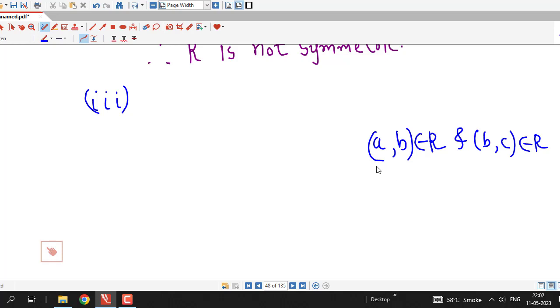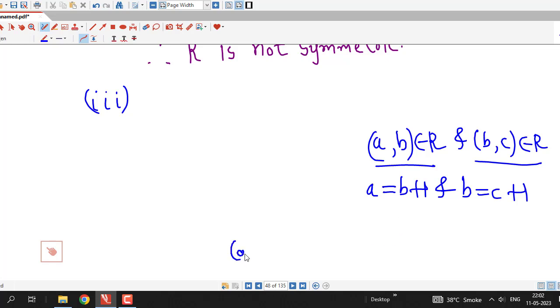But first we try by taking arbitrary pairs. Suppose (a, b) belongs to R and (b, c) belongs to R, then this implies a = b + 1 and b = c + 1. Now we want to prove that (a, c) belongs to R. That is, we have to check whether a = c + 1 or not.